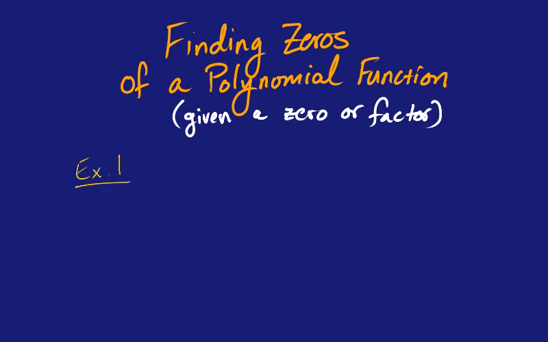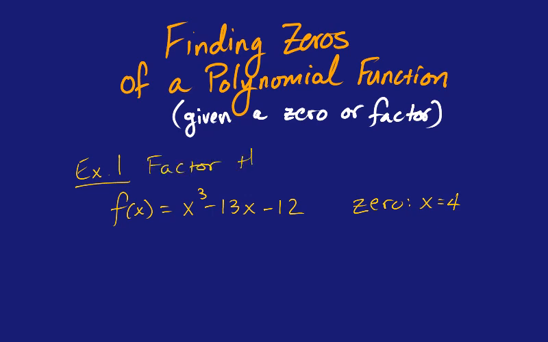They might say f of x equals x cubed minus 13x minus 12, right? And so there's your function, and they might say a factor is, or a zero is, with a given zero at x equals 4. And so the instructions would say something to the effect of factor the polynomial and find all zeros.